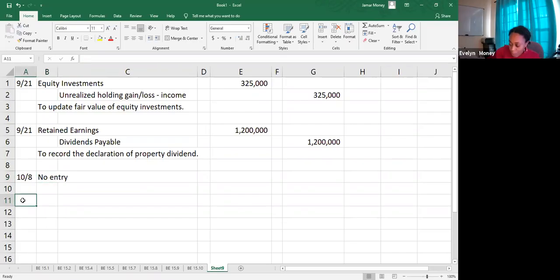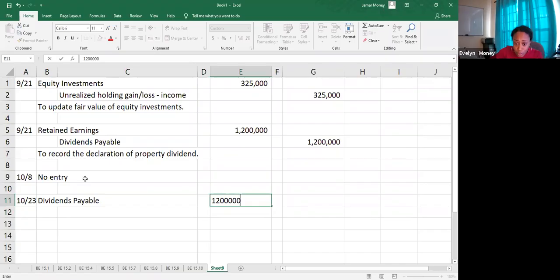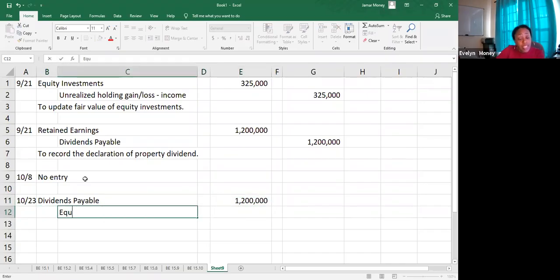So on the date of distribution, and we can call this a date of payment, but because we're not giving out cash, we like to use the term date of distribution. It doesn't matter. The entry is still generally going to be the same in terms of us debiting the liability and crediting some type of asset. October 23rd. So on October 23rd, we are going to give the equity investments to our stockholders. So we take dividends payable off the books, and we're also going to take the equity investment off the books.